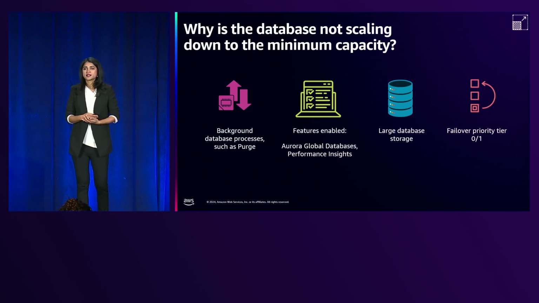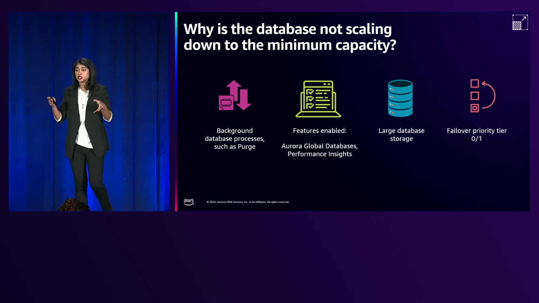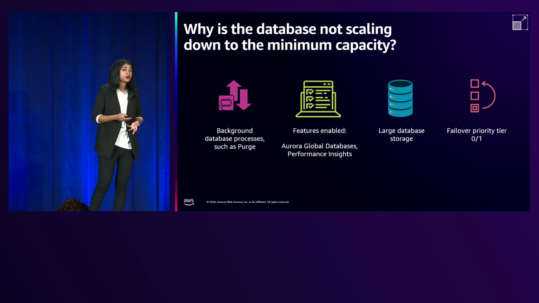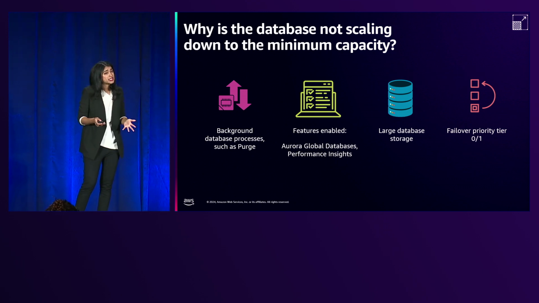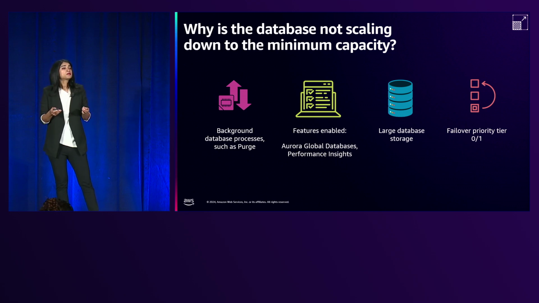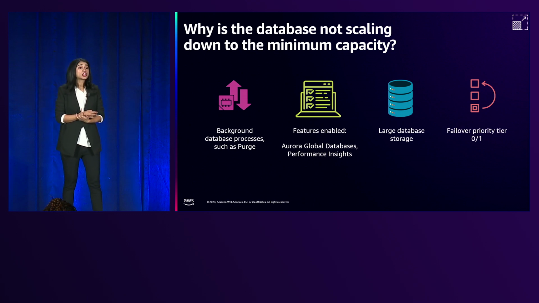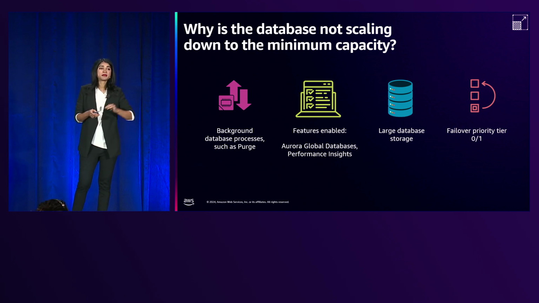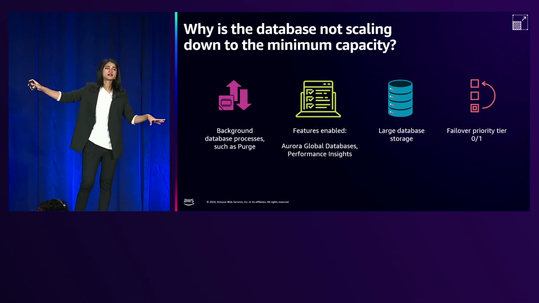Let's say your minimum was very tiny, 0.5 ACU, which is 1 gig, and you're running lots of features with your database. It requires additional resources, which are not sufficient for 0.5. So if you're running, let's say, global database or any of the bigger features like Performance Insights, those could be consuming additional resources. So that's something to check. Are you running those features? If you have a large storage volume attached, your minimum could be 0.5, but your volume is super large. So can the compute support that or not? You have to look at those factors.